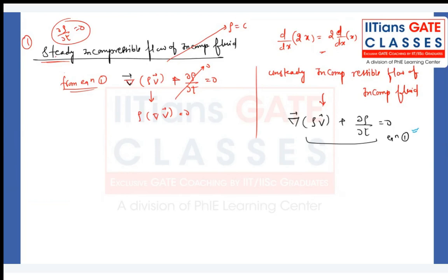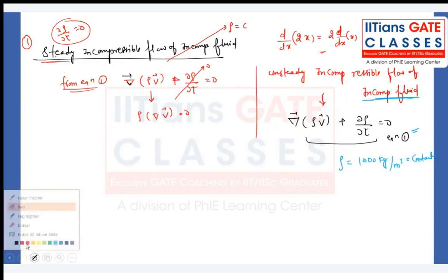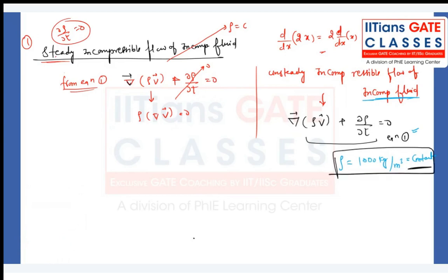Correct. Incompressible fluid means density is 1000, suppose for example, kilogram per meter cube. Density is constant. Density is nothing but constant. What is the meaning of density is constant? Density is neither the function of x, y, z, or t, or any other variable.